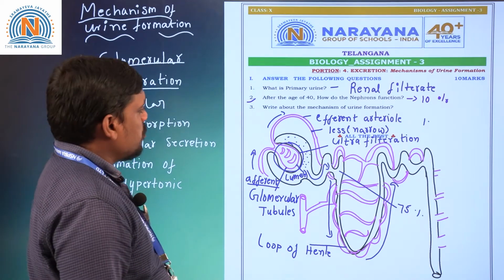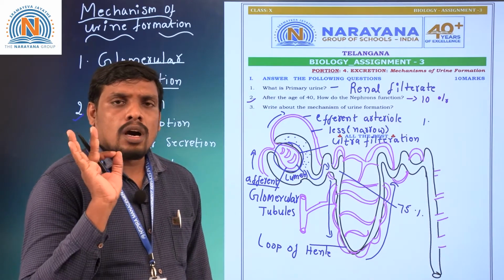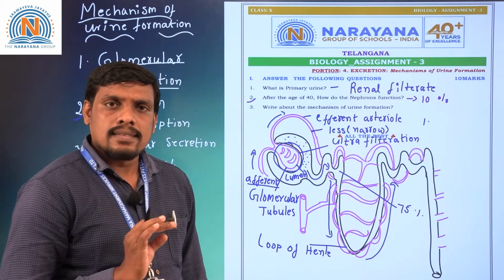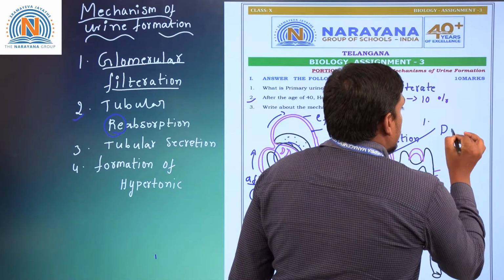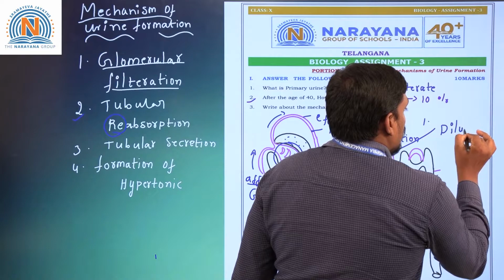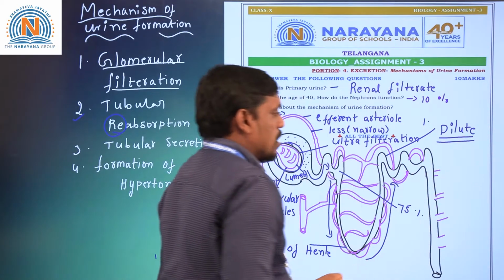So here in the distal convoluted tubule, dilute urine or dilute renal filtrate enters. What do you mean by dilute urine? The urine that contains highly useful nutrients is called dilute renal filtrate.